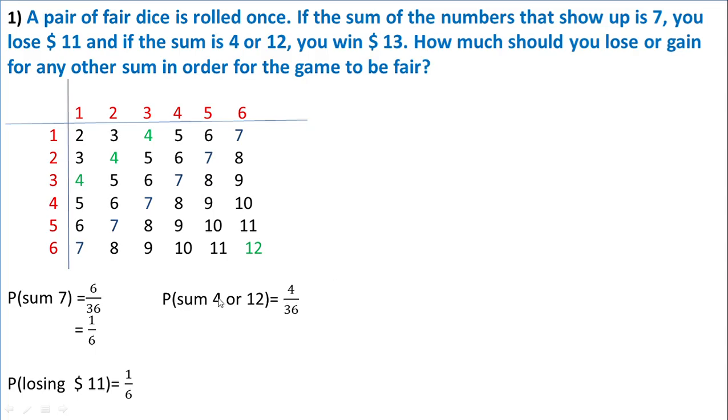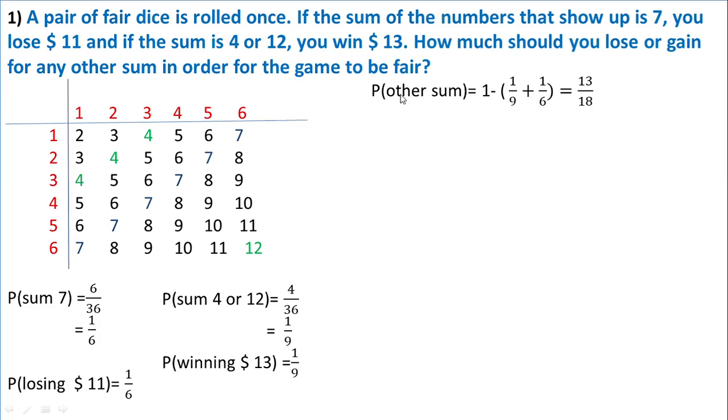Sum for 4 or 12. These are the green numbers in the table. So we have 1, 2, 3, 4 out of the sample space, which is 36, which can be reduced to 1 out of 9, such that the probability of winning is 1 out of 9. Remember, when the sum is 4 or 12, you win $13. So the probability of winning $13 is 1 out of 9.